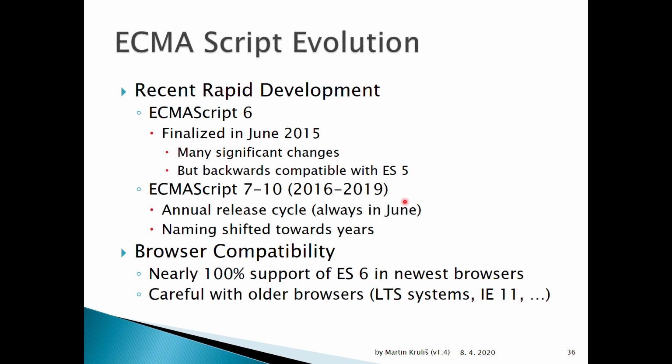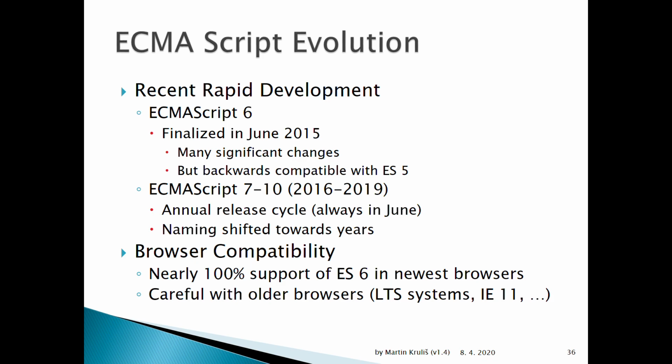The release cycle is always in June, so this year also, well, we will see about it because there is this COVID situation, but maybe in June we will get a new version of JavaScript, ECMAScript, now version 11. Actually, the naming now shifts towards release dates, meaning that now we don't have ECMAScript 10 but ECMAScript 2019, so it's slightly more convenient to remember. Remember, even though there are many new versions, and even though ECMAScript 6 is already 5 years old, there is nearly 100% support in current browsers.